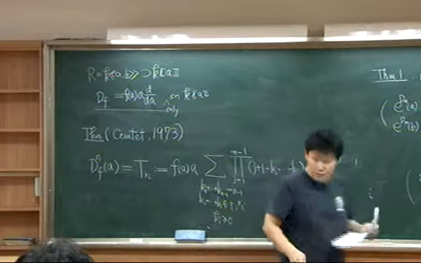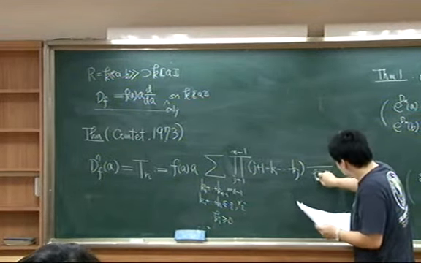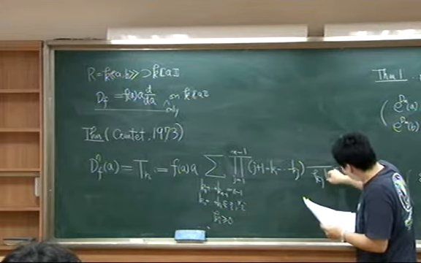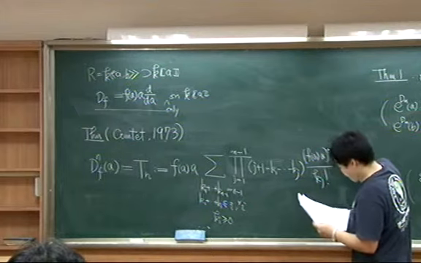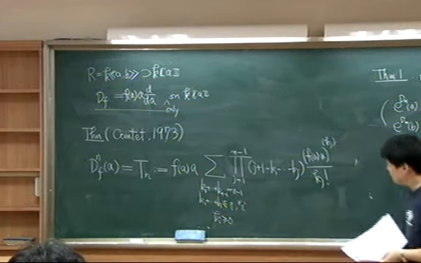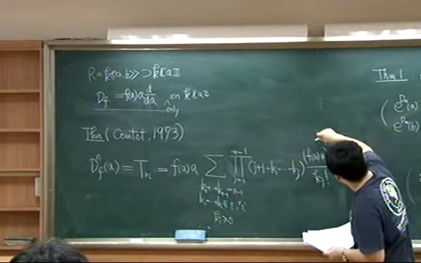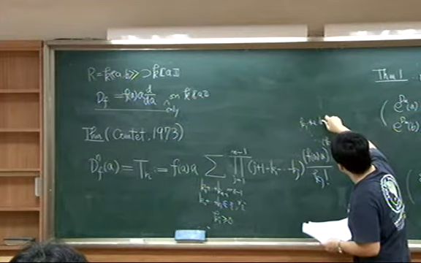The expression is complicated, so please neglect the detail. Just see the expression. Here Kj means Kj's derivative, differential derivative.